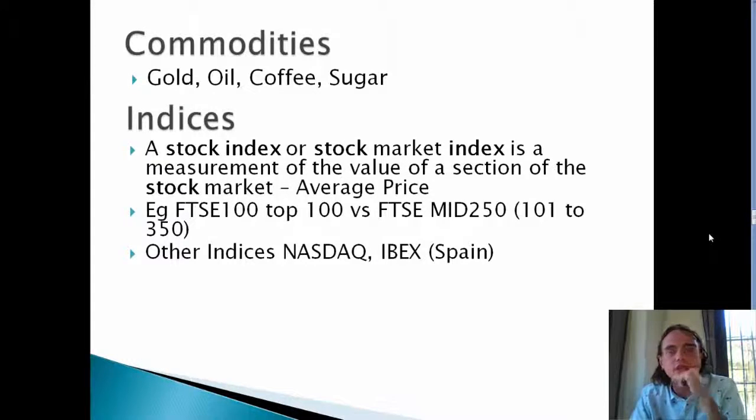So you have the FTSE 100. Indices are basically a measurement of the performance of a section of a market. The FTSE 100 is an average measurement of the prices of the top 100 companies in the London Stock Exchange. Then you've also got, for example, the FTSE Mid 250, which is the 101st to 350th companies in that same stock exchange. So they're just average measurements of a section of a stock exchange to give an indication of how well an economy is doing.